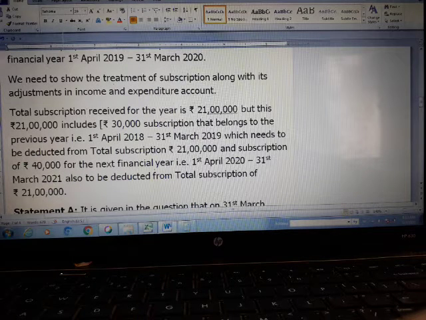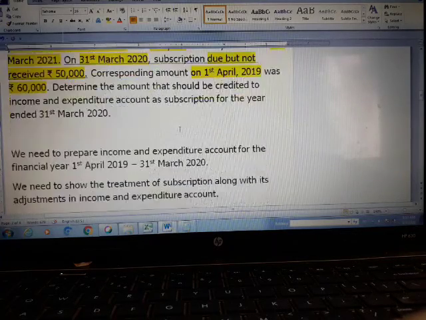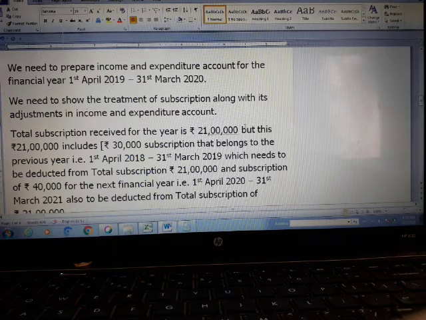First we need to ensure what is the total subscription that is received. The total subscription received for the year is 21 lakhs, which is given in our question. Okay, but out of this 21 lakhs, the amount of 30,000 is a subscription that belongs to the previous year, that is from 1st of April 18 to 31st of March 2019, which we need to deduct from the total subscription of 21 lakh.